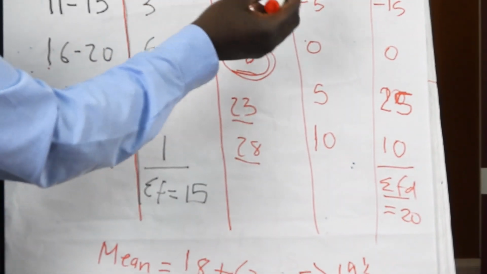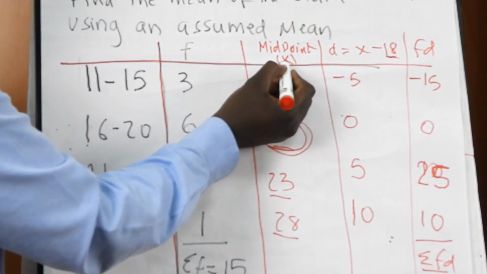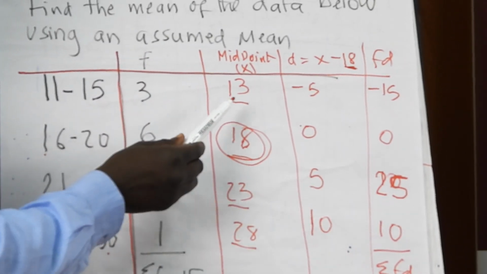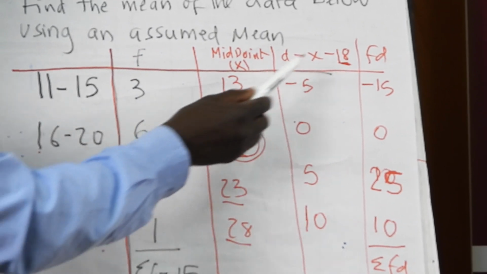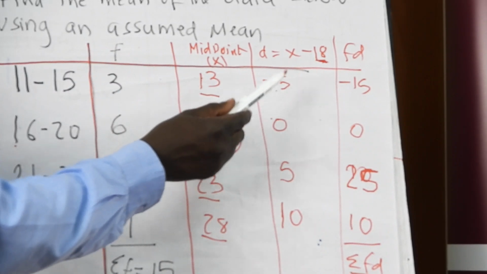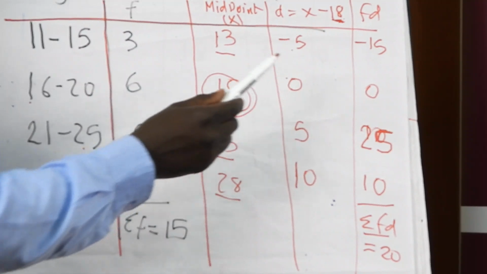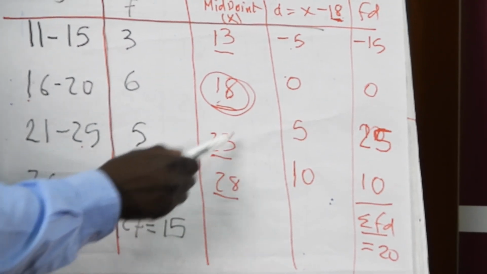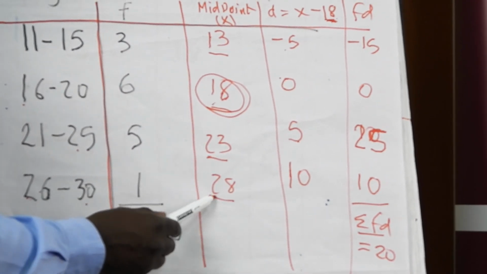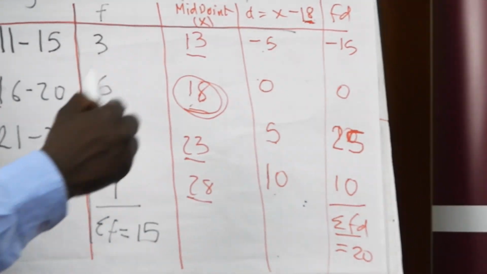So I'll get the deviations, which is x minus the assumed mean. This is our x minus the assumed mean, which is 18. So our first deviation is 13 minus 18, we get negative 5. The second deviation is 18 minus 18, which is 0. The third deviation is 23 minus 18, which is 5. And the last deviation is 28 minus 18, which is 10. So these are the deviations from the assumed mean.